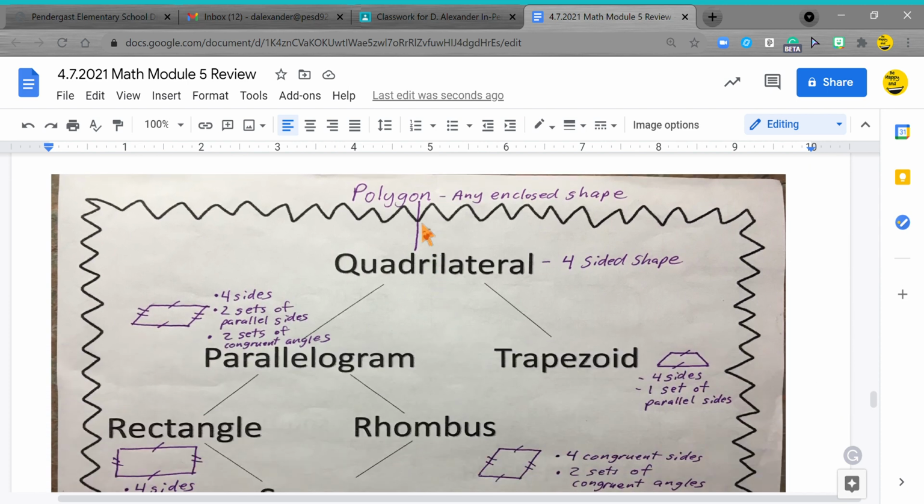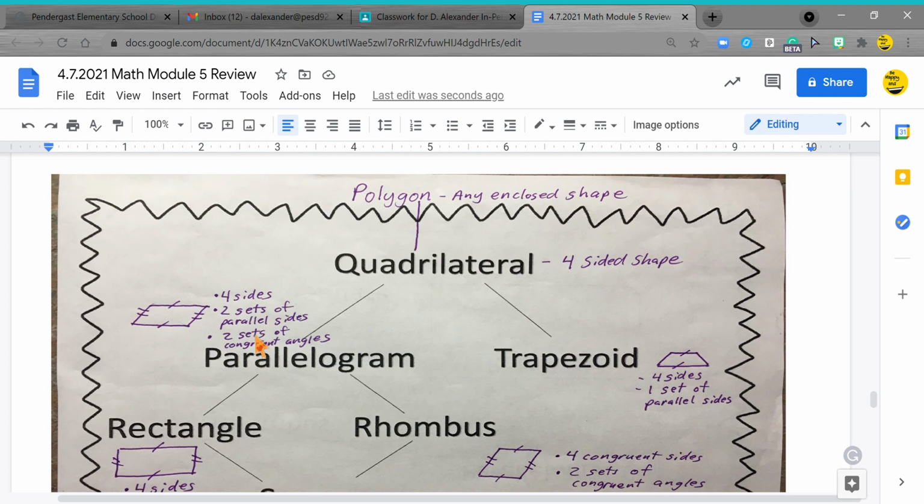Remember, we have a polygon. Polygon's the name of all shapes that are closed. Underneath the polygon is a special set of shapes called quadrilaterals. And these are all 4-sided shapes. Once we go from quadrilateral, we have 2 we could go to. Trapezoid, which is 4 sides, just like quadrilateral, but has 1 set of parallel lines.